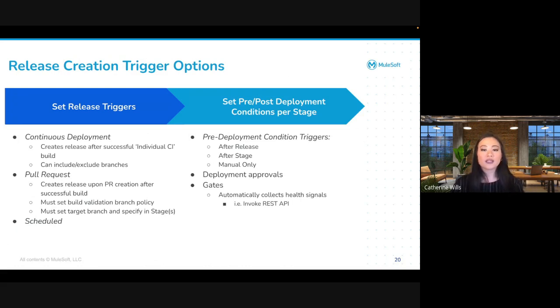So gates are going to automatically collect health signals. So for example, there are some preset ones, such as invoke REST APIs. So say you could put that one as a post-deployment condition after it's deployed to production to invoke that API and see if it's healthy.